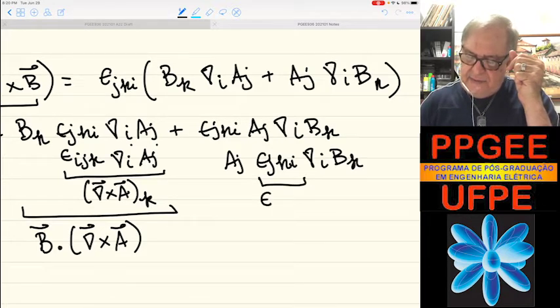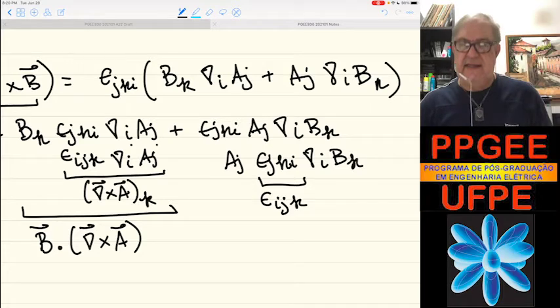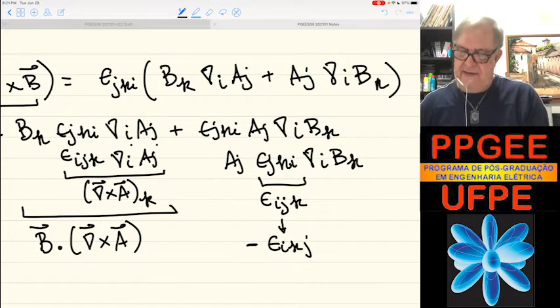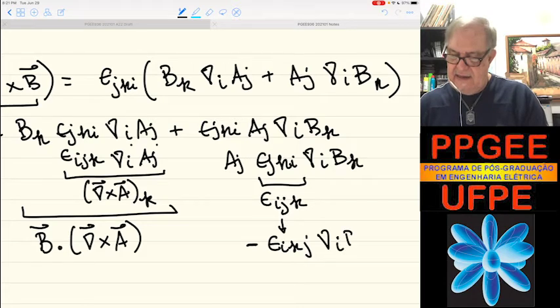So that's epsilon ijk, right? So there's the same thing. I made a cyclical permutation. Now I'm going to make a cyclical permutation here, so it's going to be minus epsilon ikj, right? So jki and ijk have the same sign. Now I made a cyclical permutation, change the sign. Epsilon ikj, so nabla i b k.